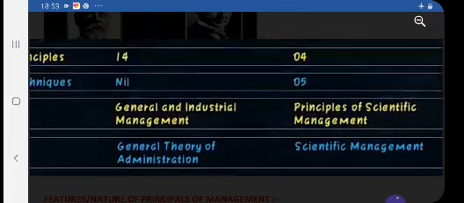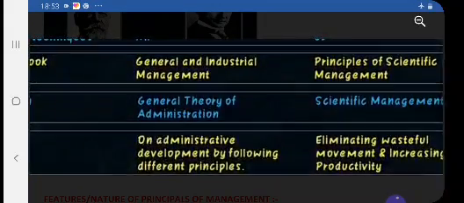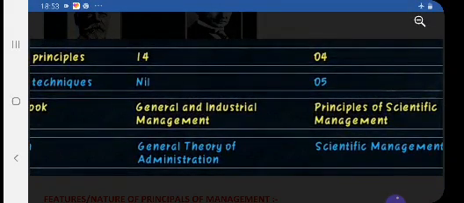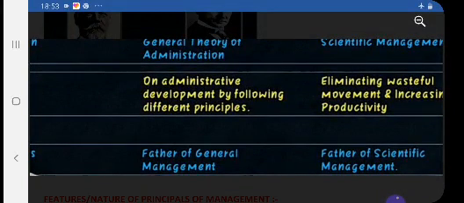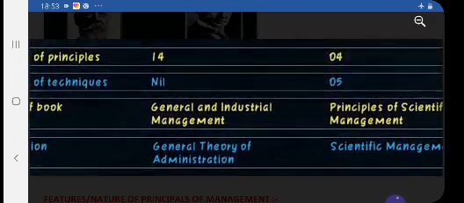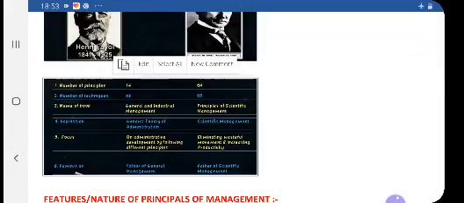So these are all the differences between Henry Fayol and F.W. Taylor. These important things you must remember. Objective type questions can be asked about the book, about who is known as the father of general management, who is known as the father of scientific management, and how many principles were given. So these are some types of objective questions that can be asked from this topic. Let us move to the next.